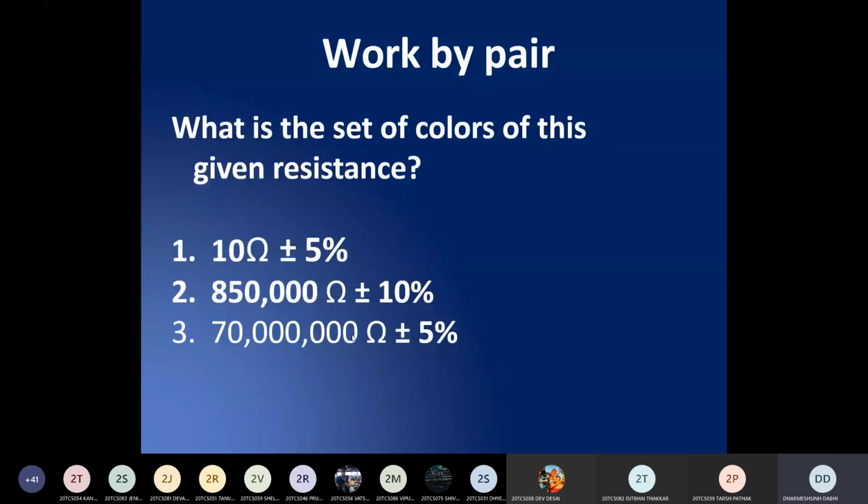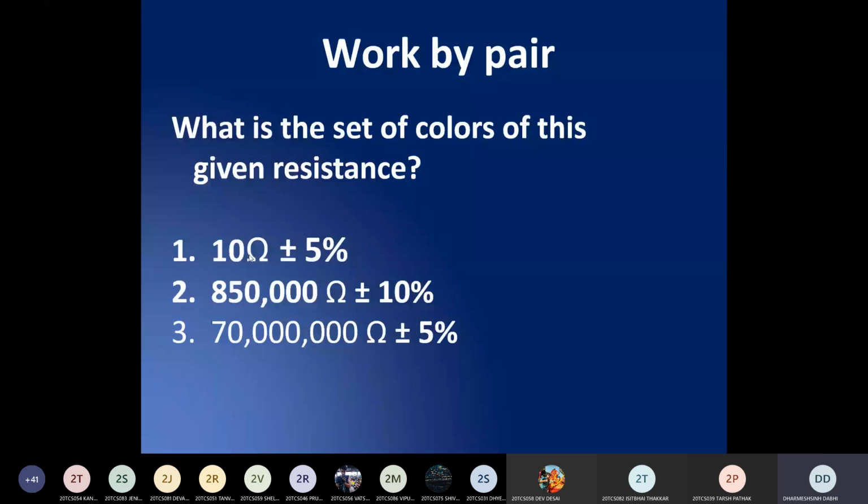Okay, same way, exactly the opposite. Based on the value of the resistor, identify the color of the resistance. So first is 10 ohm plus minus 5%. Brown, black, gold. Yes, very good. So the first digit is 1, it means it is brown. The second digit is 0, it means it is black. There is no third digit, it means that it is multiplied with 1, that is 10 raised to 0.